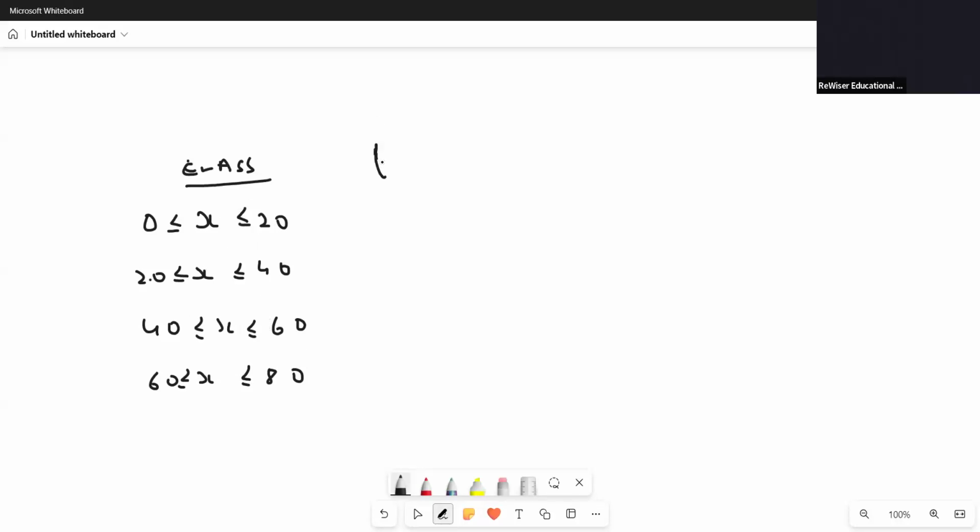Now, the frequency will be given to you. The frequency here is 4, 2, 3, and 4 again. In this case, you first have to get the middle value of the class, and that will be treated as x. So how do we get the mid value?